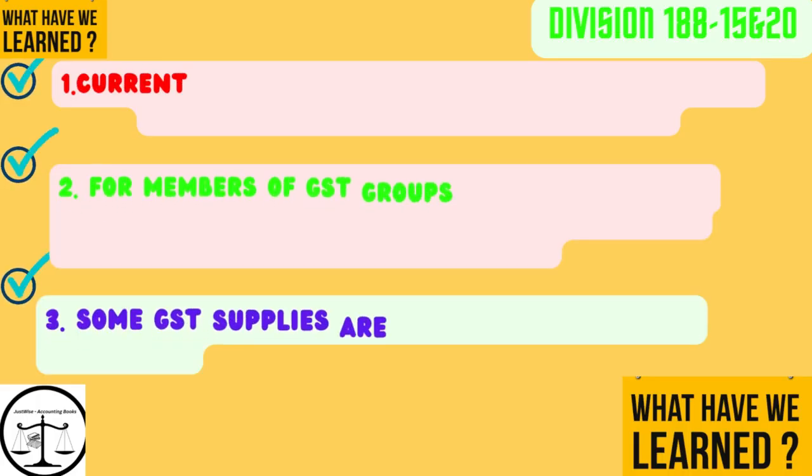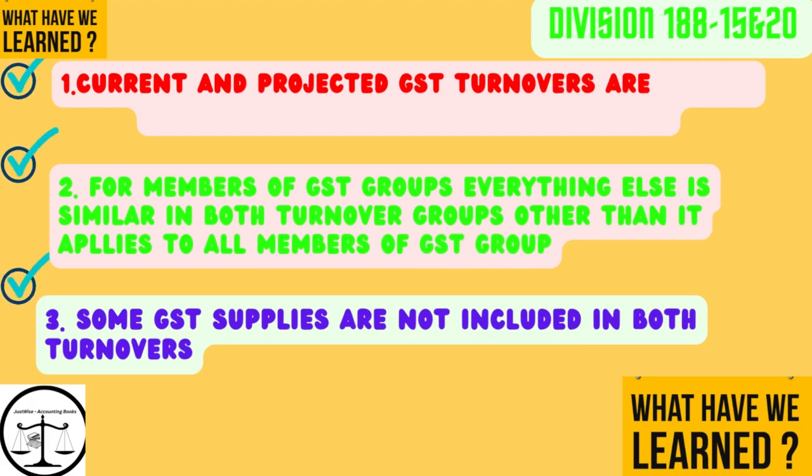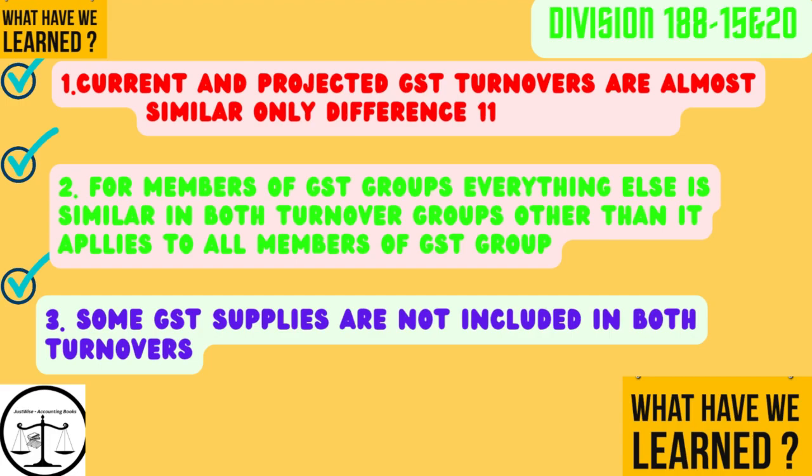Let's have a quick look at what we learned so far from the turnover section. 1. Current and projected GST turnovers are almost similar, with very little difference. That is, instead of considering supplies you are likely to make in the next 12 months, you take into account supplies you are likely to make in the next 11 months for projected GST turnover and 12 months for current GST turnover.